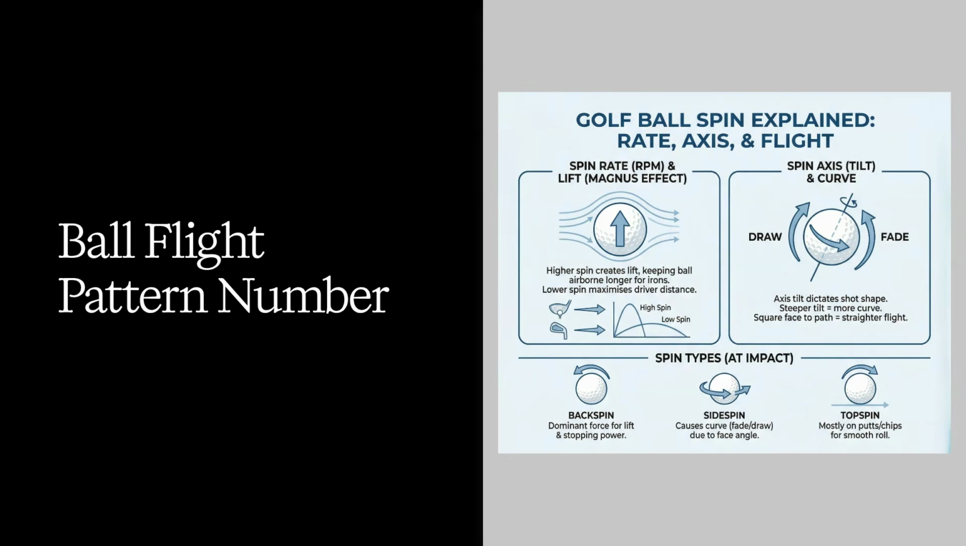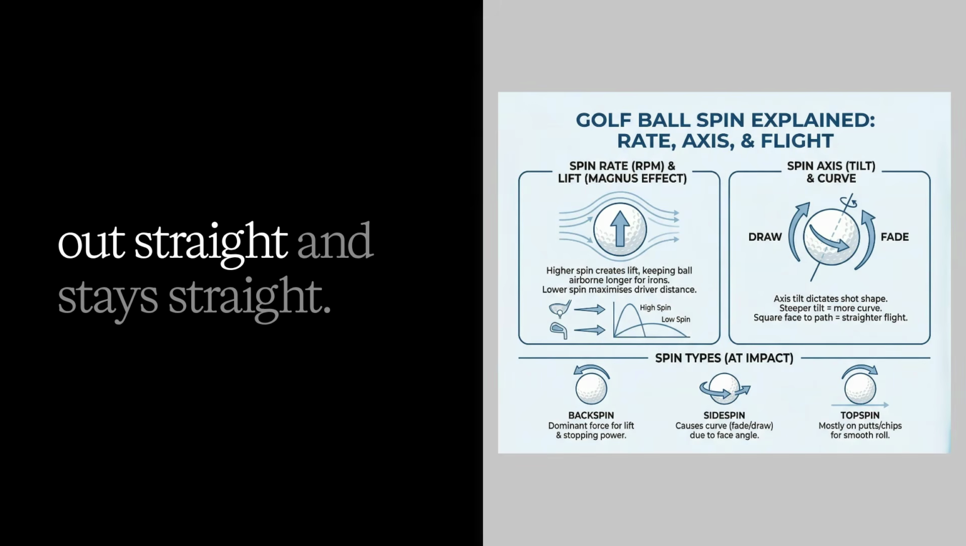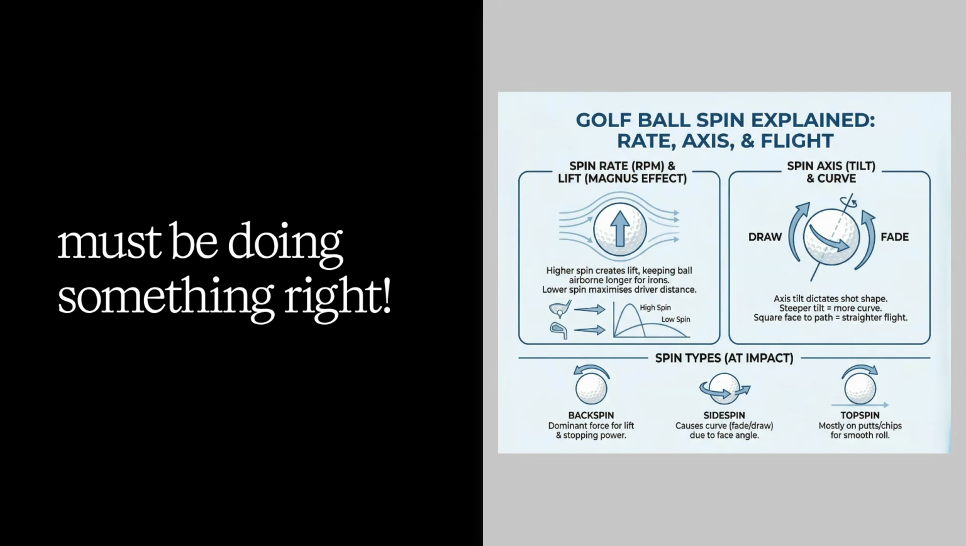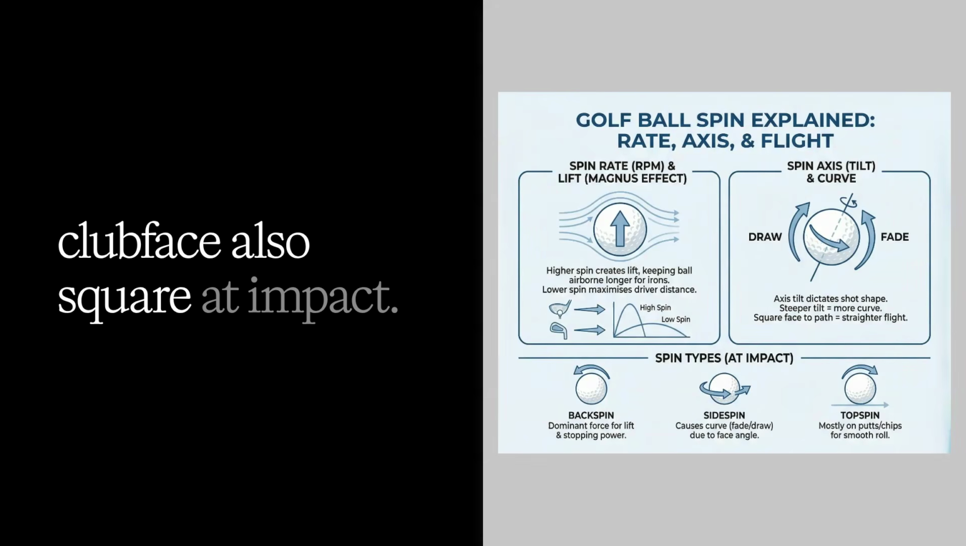Ball flight pattern number 5. Straight. Description: the ball starts out straight and stays straight. Swing fault causes: you must be doing something right. Swing path is square with the club face also square at impact.